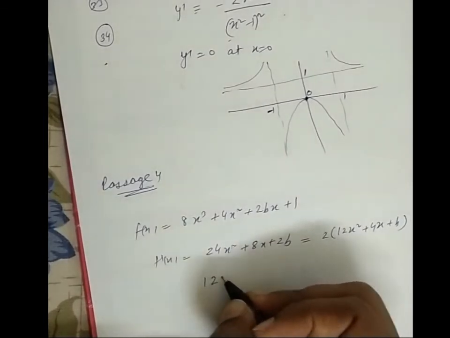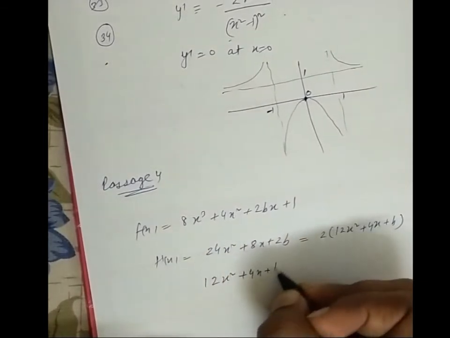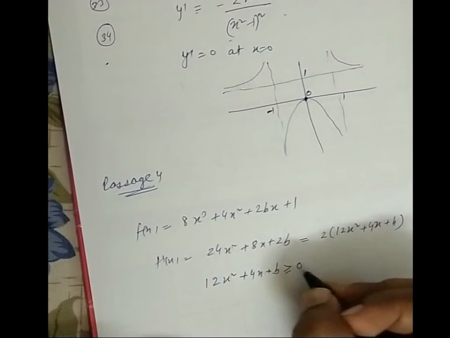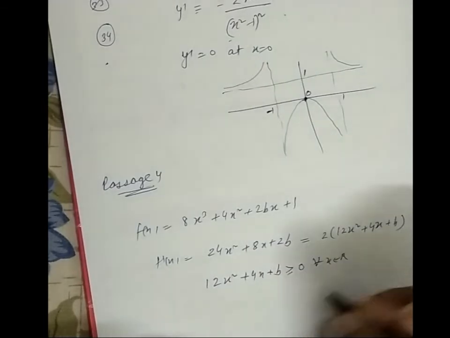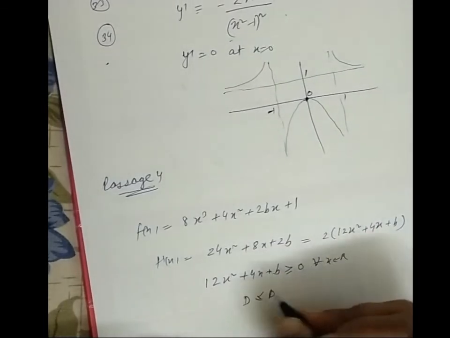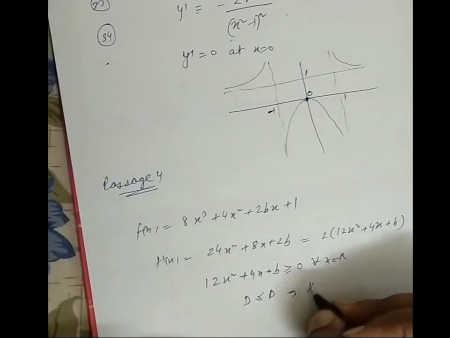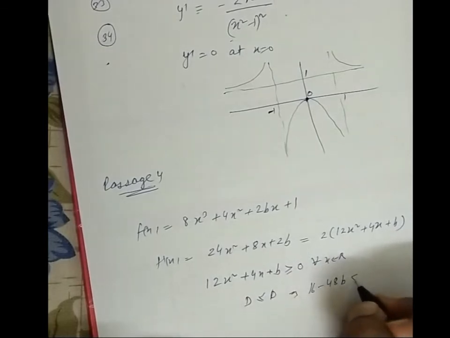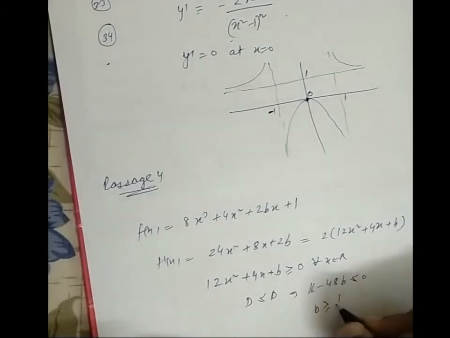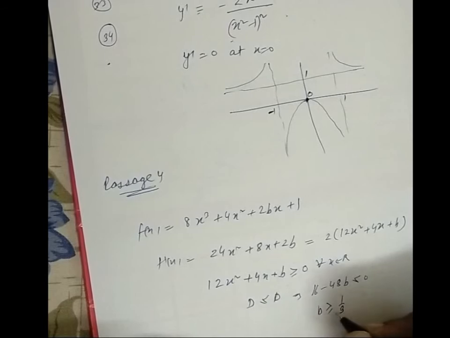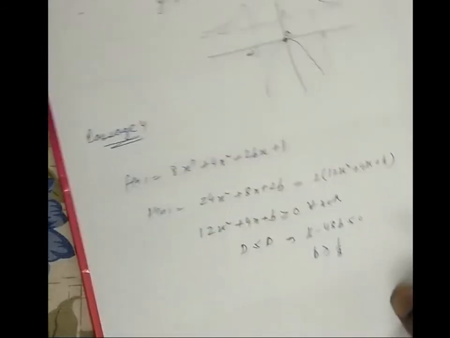So 12x square plus 4x plus b is greater than or equal to 0 for all x belongs to R. Then D has to be less than or equal to 0. This implies 16 minus 48b is less than or equal to 0, or b is greater than or equal to 1 by 3.